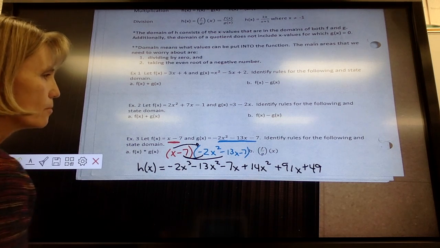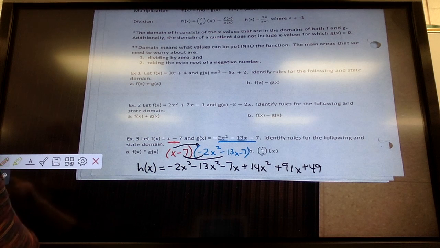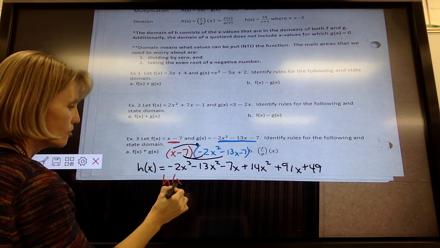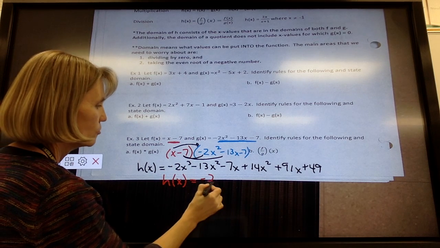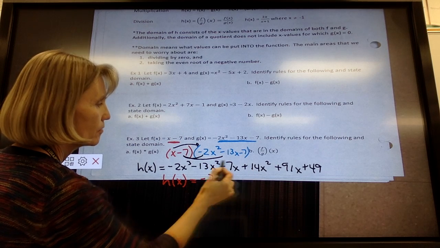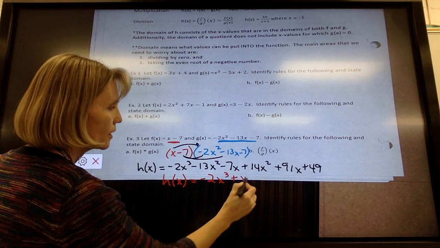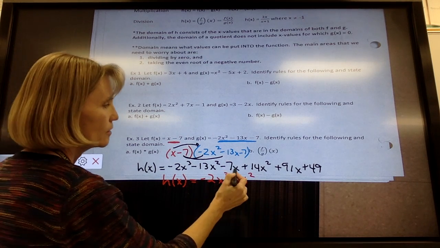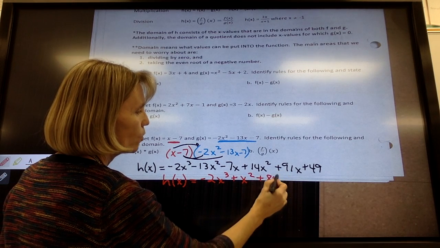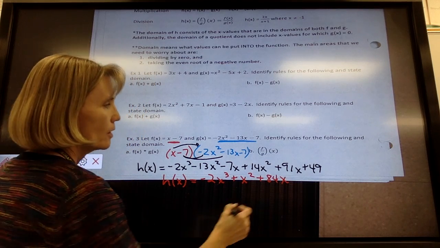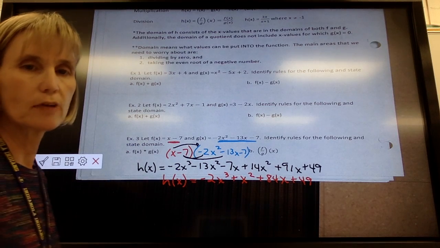And now I need to combine my like terms here. So I'm going to change colors here so I think you can see this better. But I'm going to say h of x equals, okay, I've got a cubed term here, negative 2x cubed. I've got a couple of squared terms, negative 13x squared plus 14x squared would be a plus 1x squared. The negative 7x plus 91, that's going to be a positive 84x, and then plus 49. So you're just going to combine your like terms after you go through the multiplication.